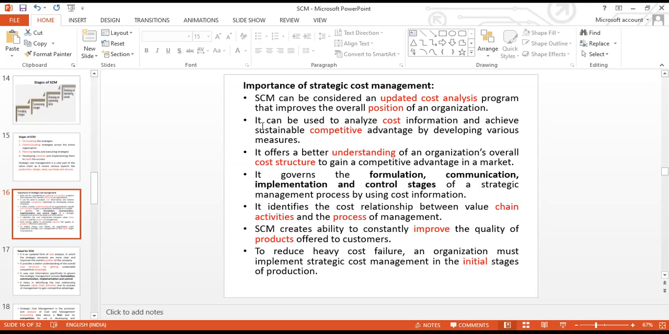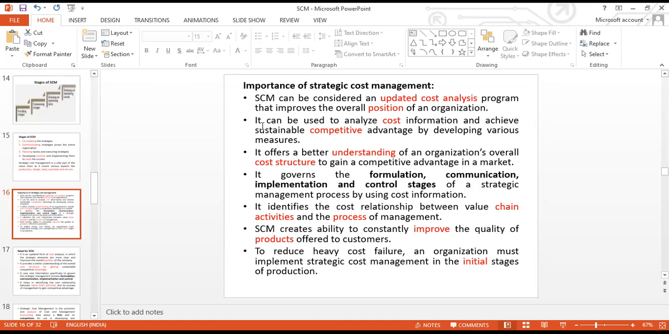Okay. So, strategic cost management offers better understanding about the organization's overall cost. Uska pura cost structure ka idea strategic cost management se hota hai, and it will help us to gain the competitive advantage in the market. Because nobody can compare my price with other prices. Nobody can compete with my price. Maine jo price set kiya hai na, this is the unique price. Competitor mere price pe product bechega hi nahi, because he will be in loss.